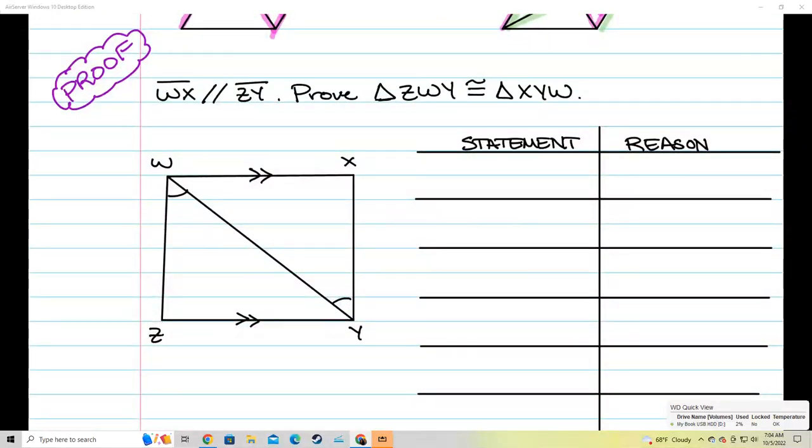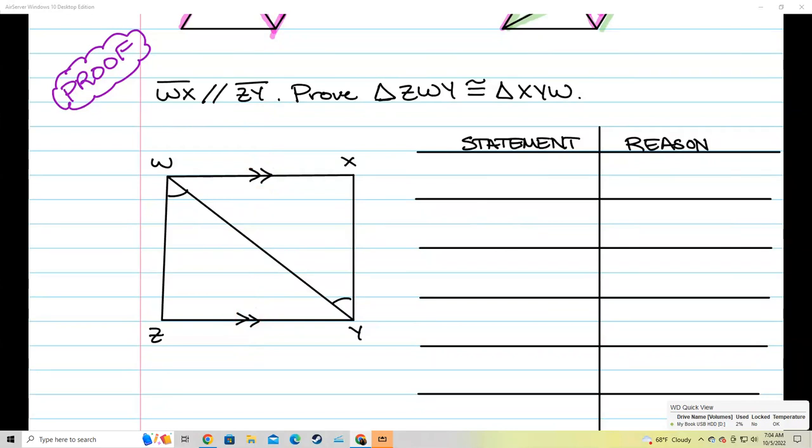The first proof is going to start with the statement WX is parallel to ZY. Prove that triangle ZWY is congruent to triangle XYW. Okay, so from the statement, I don't think I was supposed to give you these, but I accidentally did. It doesn't matter though. You're either going to get them from here or you're going to get them from the picture. Regardless, they're telling you those lines are parallel.